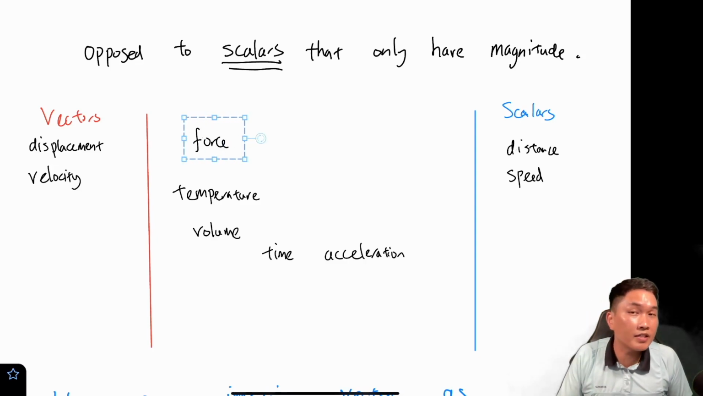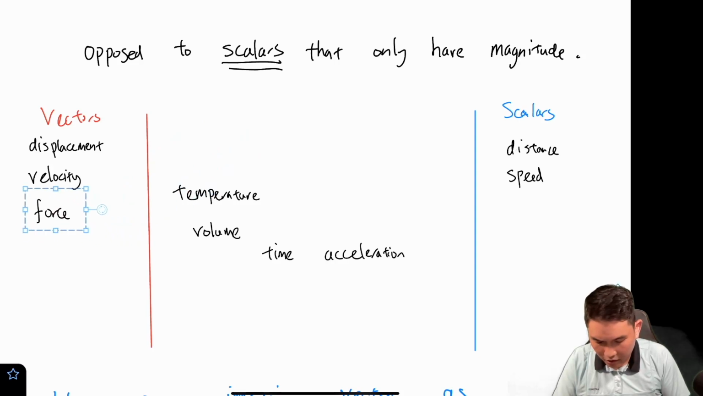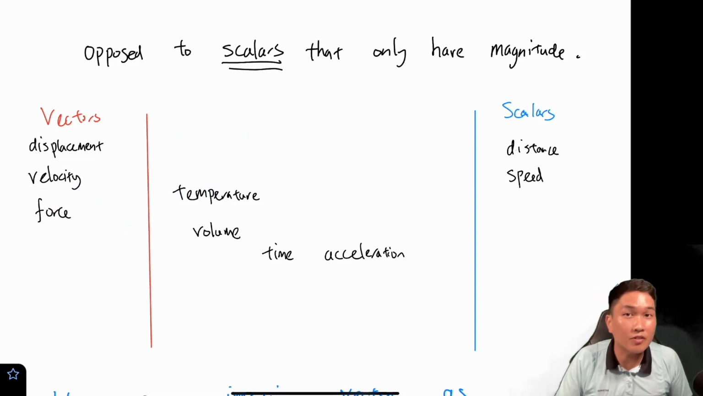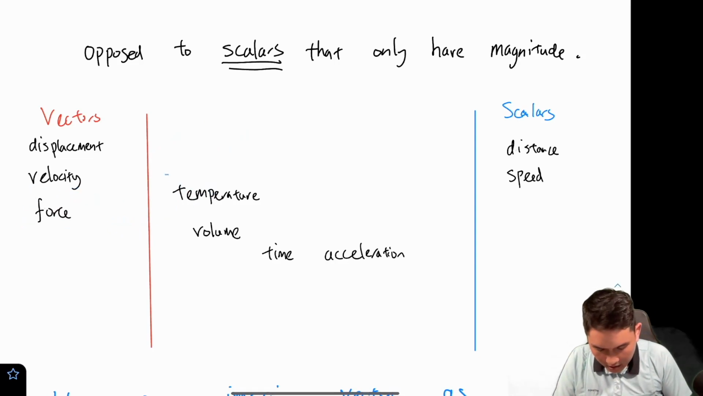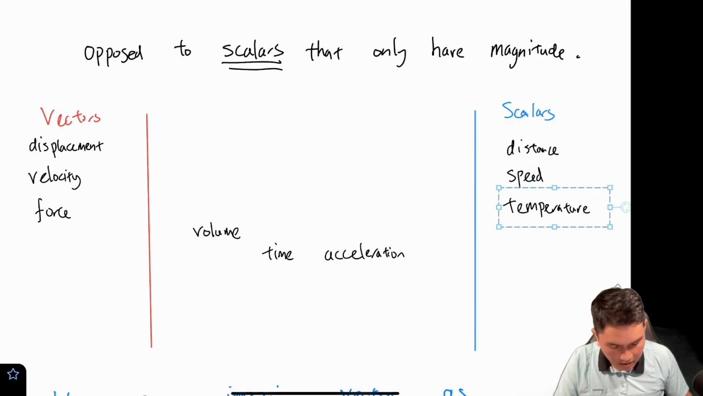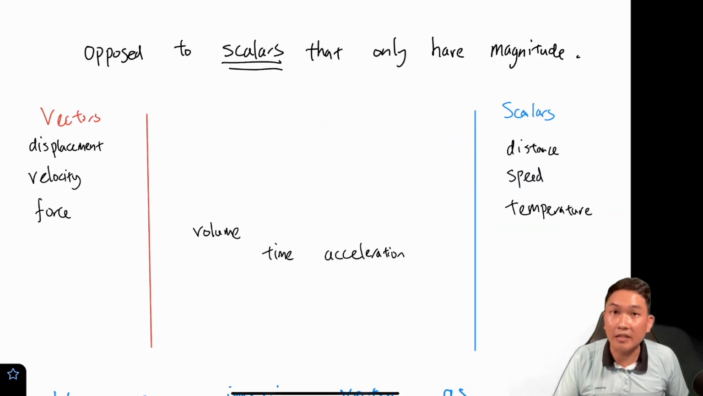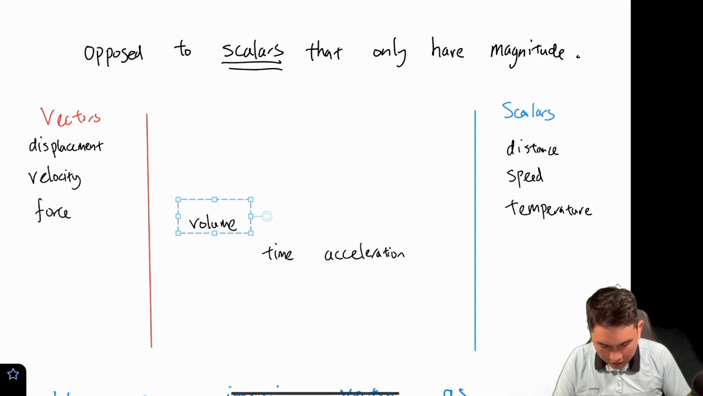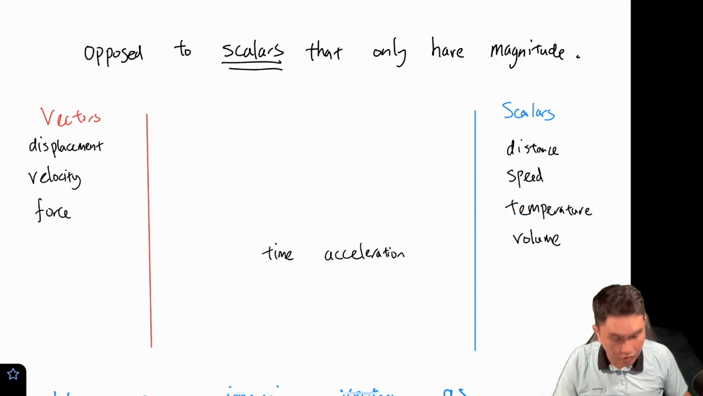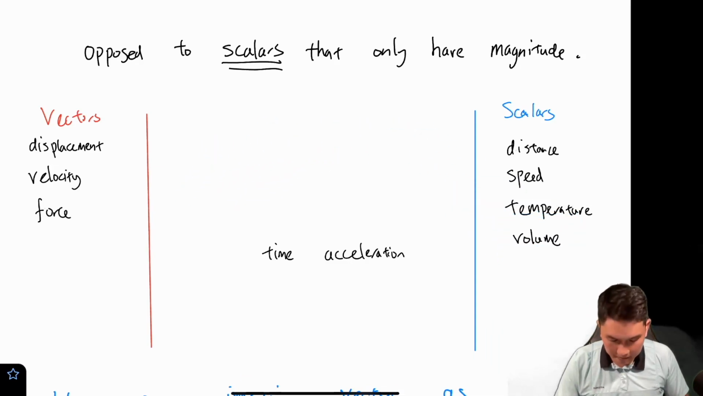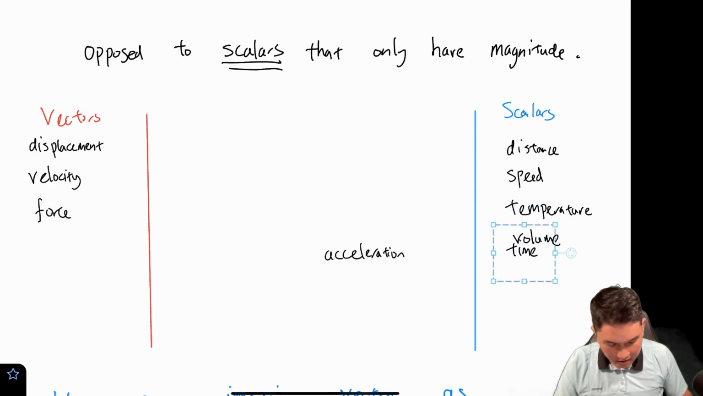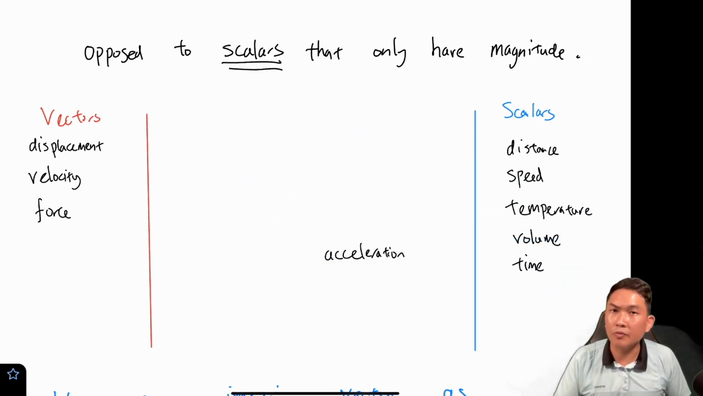So those of you who do physics will know that when you draw a free body diagram, say if you label your gravitational force, normal reaction force, you have to draw an arrow with a direction. So force is a vector. Next, temperature, degrees Celsius or kelvins, that's a scalar. Volume, centimeter cube, meter cube, that is also a scalar. Time, seconds, minutes and hours, again without direction, that's a scalar.